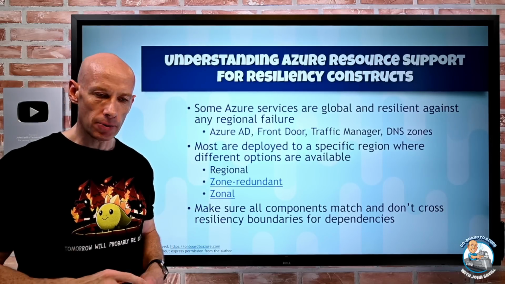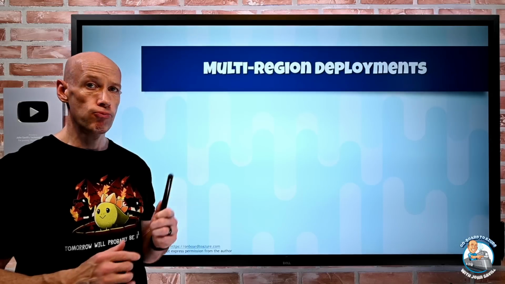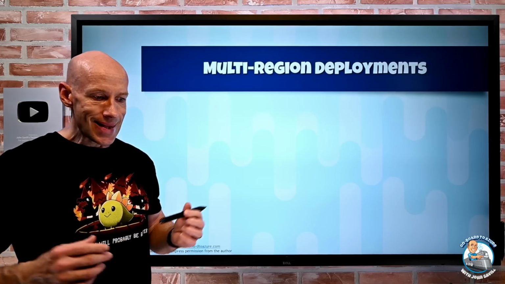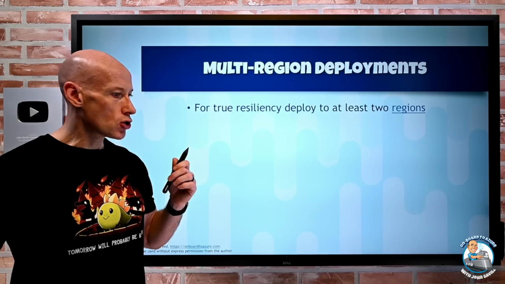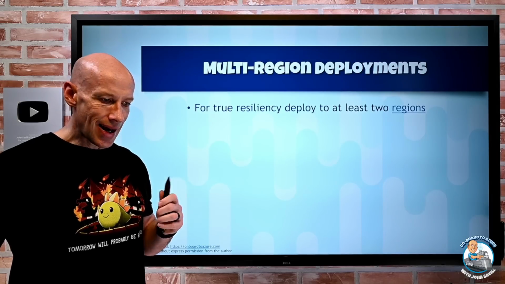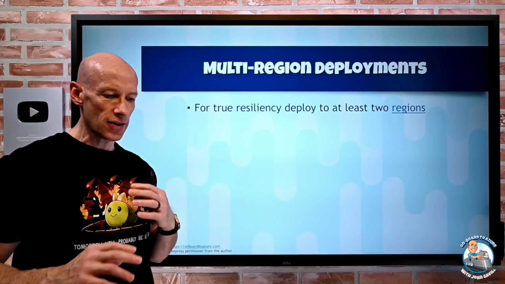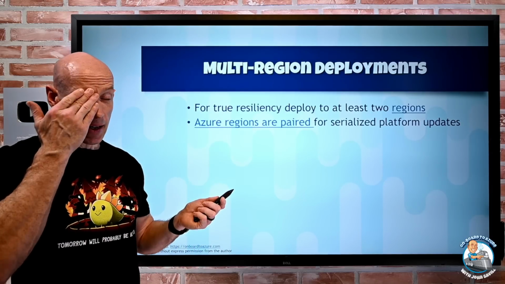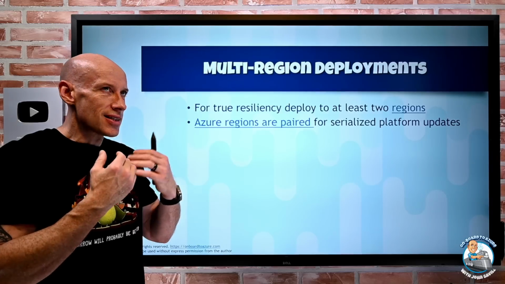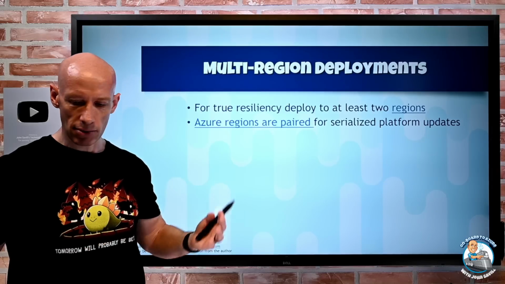So that's regional. Regional, I use those constructs. But we probably want multi-region. Now, for true resiliency, I want at least 2 regions to be used. And I did a whole video on using multiple regions. It's very involved. There's a lot of considerations around it. As I talked about, regions are paired. It therefore does that serialized platform update to guarantee the same update isn't made at the same time.